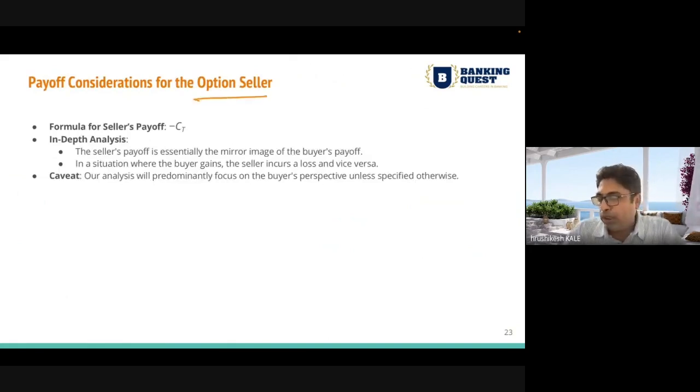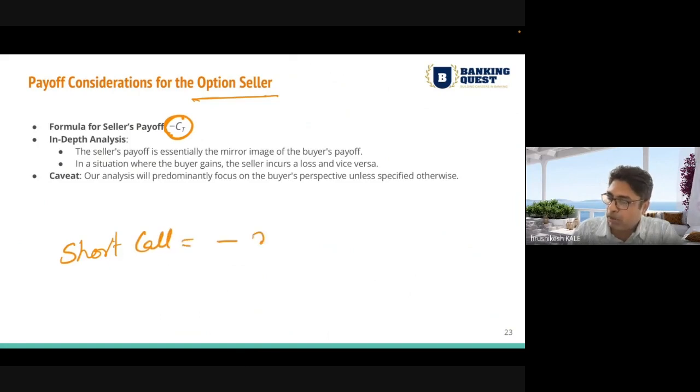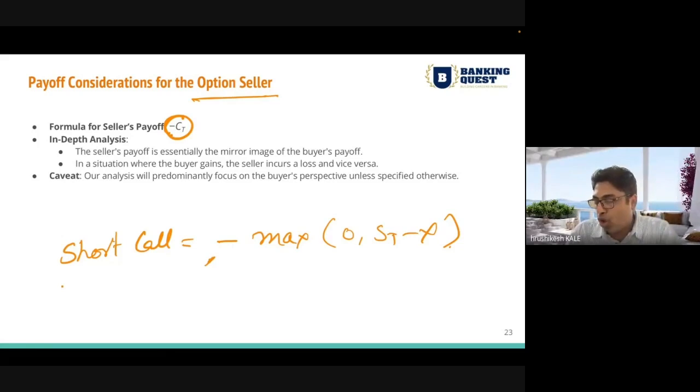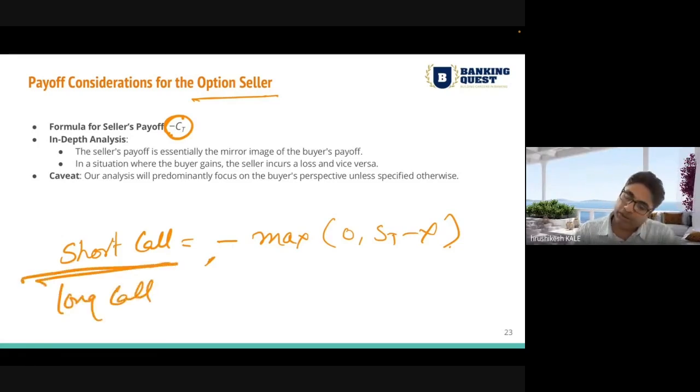From an option seller's point of view, always remember the payoff is in minus. We have seen that when we did short call, we just wrote minus of max of 0, comma ST. Why this minus? Because long call and short call are mirror images of each other. So when long call is in profit, short call must be in loss.